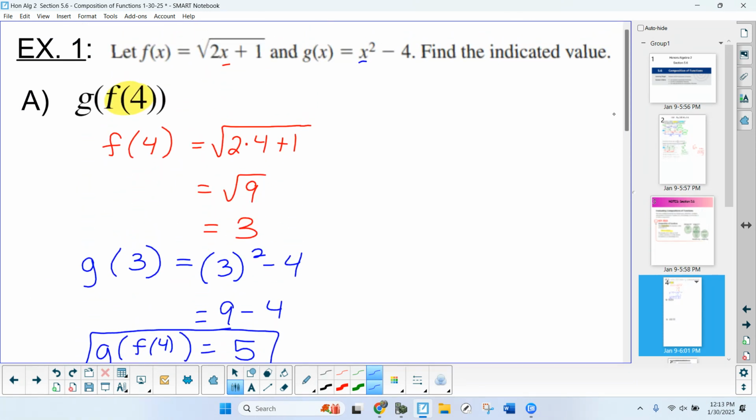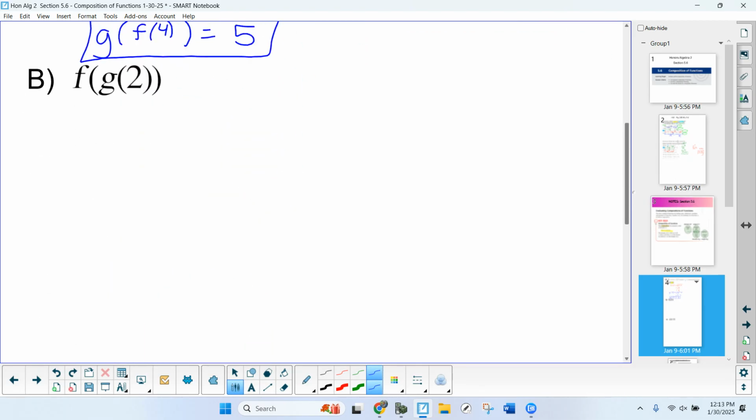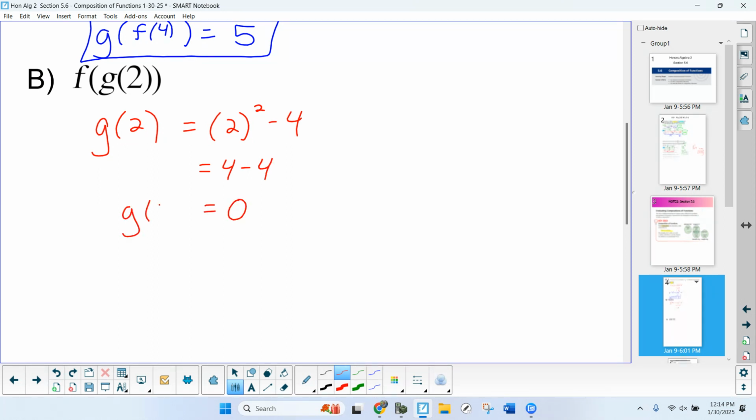Now, we're using these same functions that are up there. So f of x is square root of 2x plus 1. G of x is x squared minus 4. What does it want you to find first? G of 2. So you go to function g, which was x squared minus 4. And what are you going to plug in for x? So you're going to plug in 2 squared minus 4. Well, what's 2 squared? And what's 4 minus 4? 0. So g of 2 equals 0.